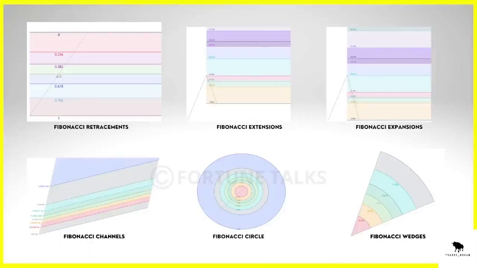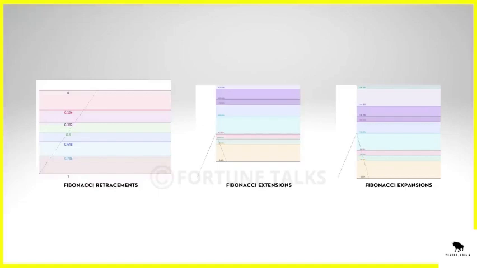Which of these Fibonacci tools matters the most? And more importantly, how do you use these Fibonacci tools for trading so that you can get the best possible results? Now, despite a whole spectrum of Fibonacci tools out there, the most widely used ones are Fibonacci retracement, Fibonacci extension, and Fibonacci expansion. And to be honest, it is all you need.